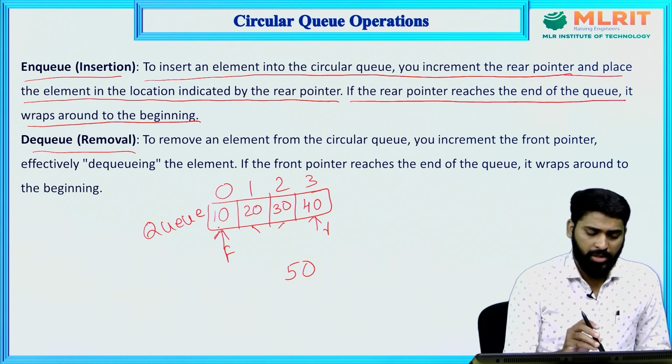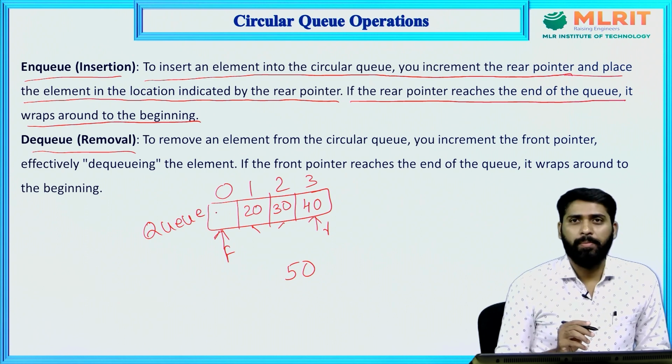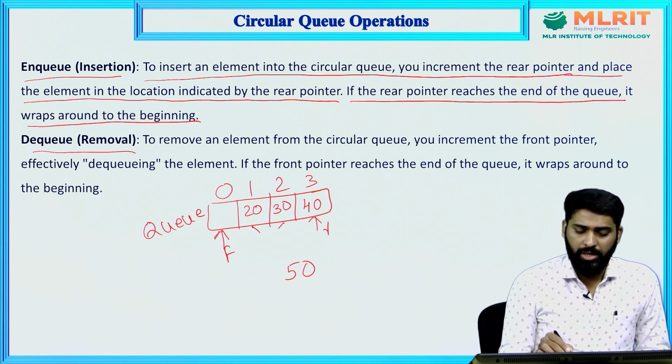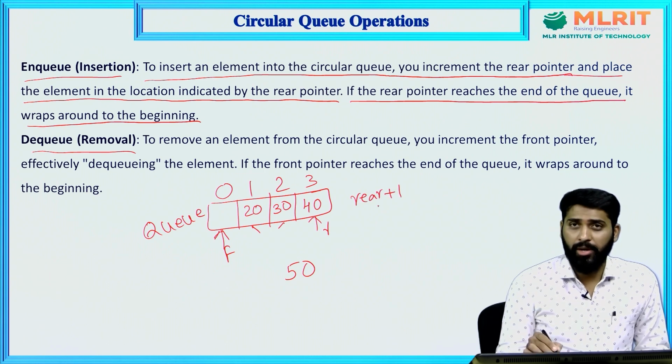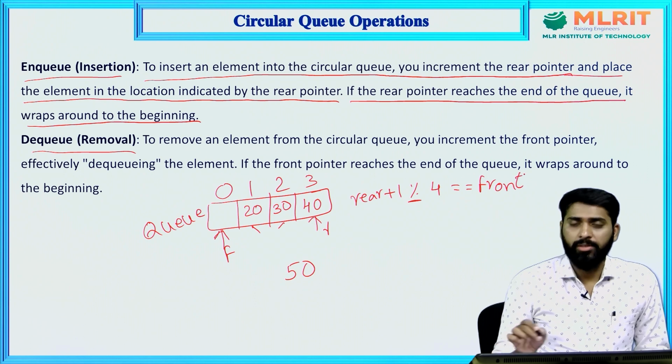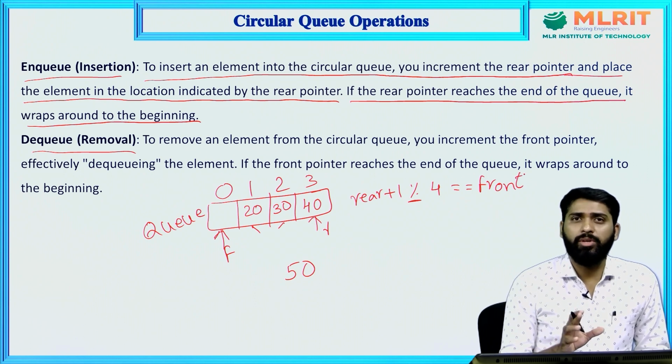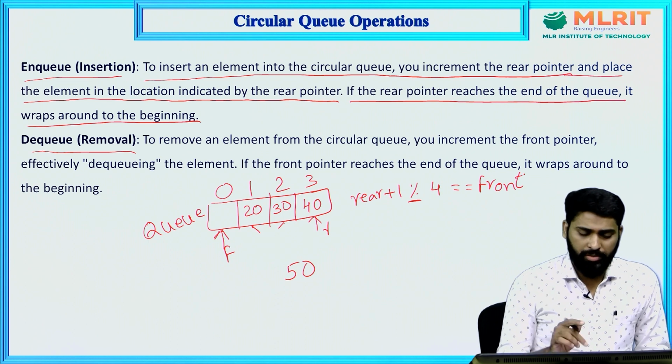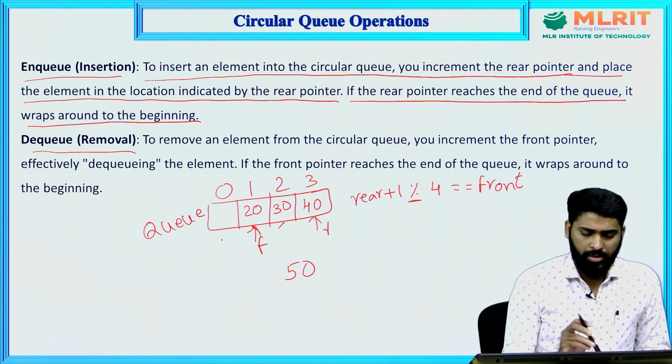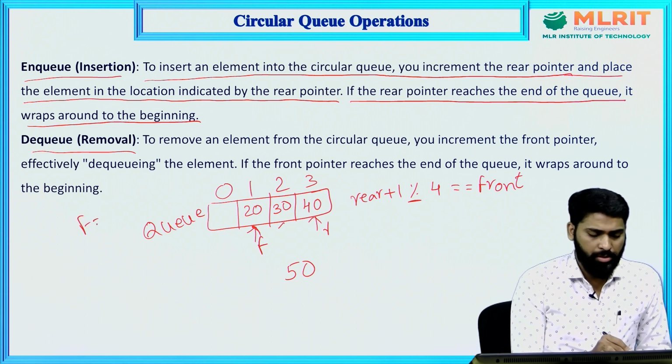Okay, let us assume the first element is deleted. Then we check if rear plus 1, percentage, this is the modulo operator, percentage size. What is the size here? 4 equals front. So this is the condition to find whether the queue is full or not. Now in this case, what is the front value? This is the front. So front value equals 1 now.